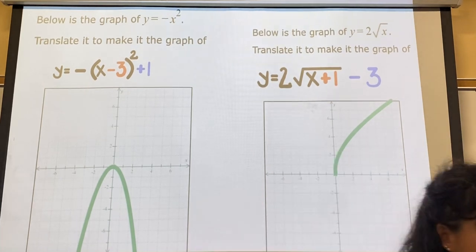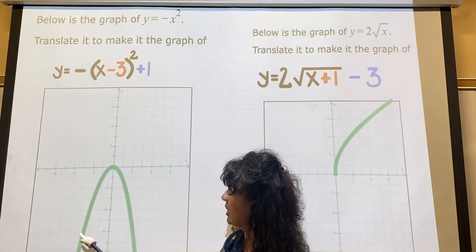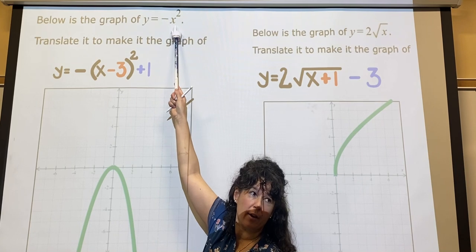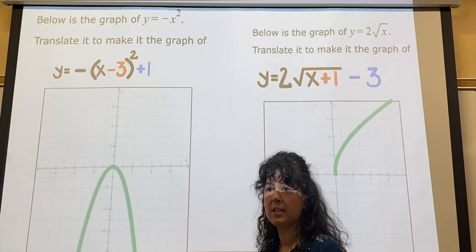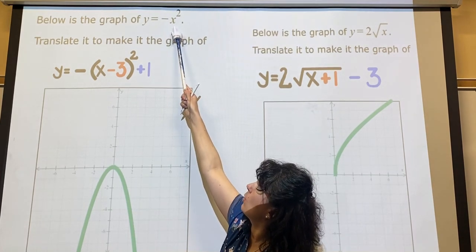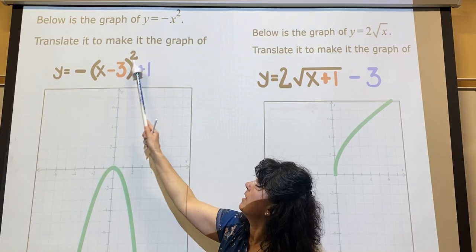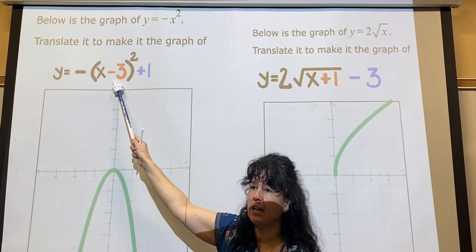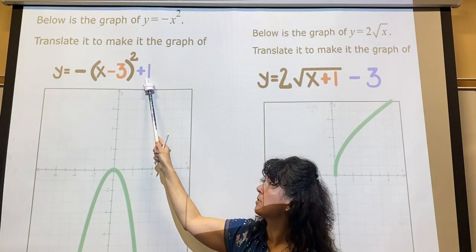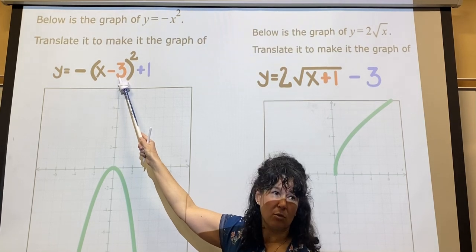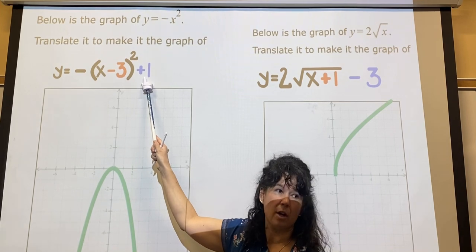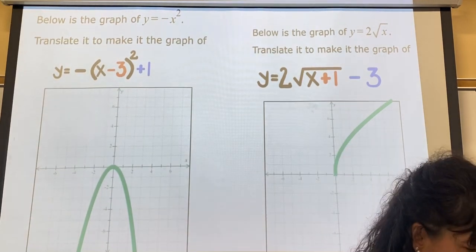So in this one, the graph that is sitting here right now is the graph of y equals -x squared. It's already been reflected across the x-axis. So the only difference between this equation and this equation is there's now a -3 inside of grouping symbols and an add 1 outside of grouping symbols. So the -3 on the inside is right 3, and the +1 on the outside is up 1.